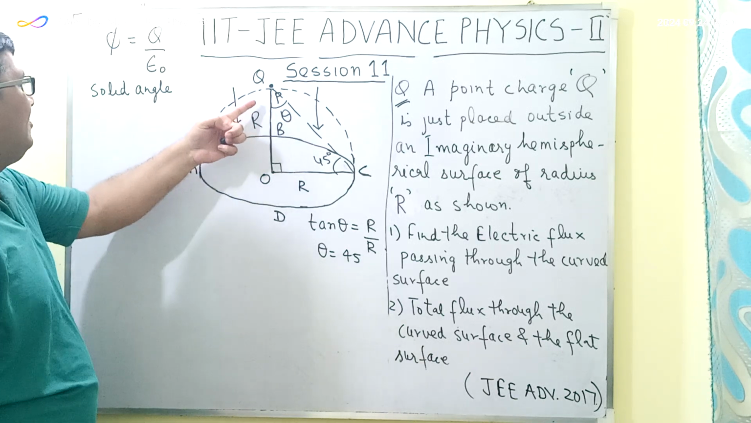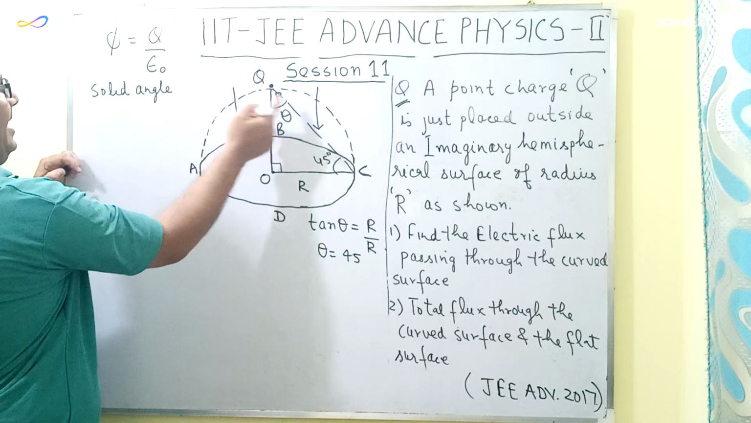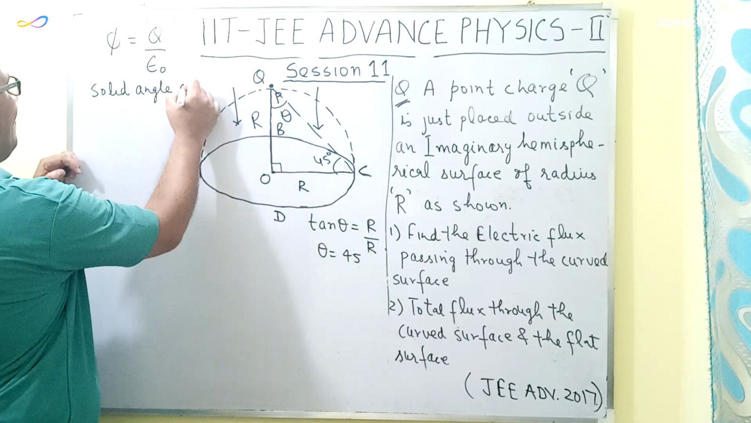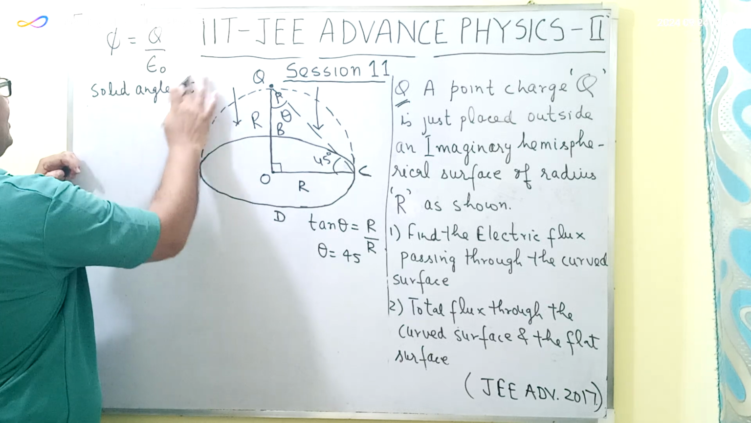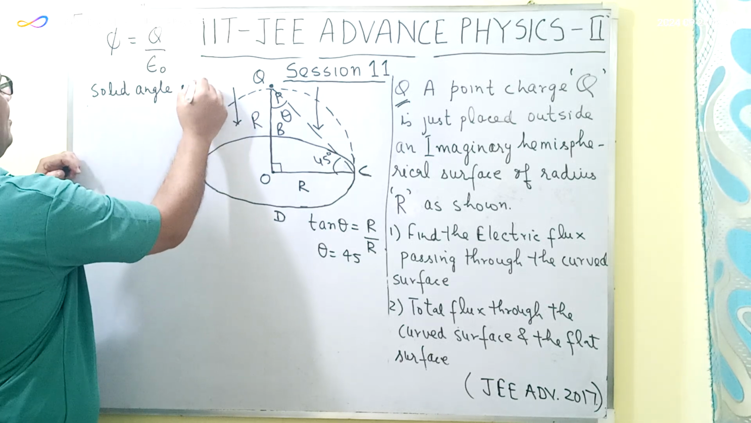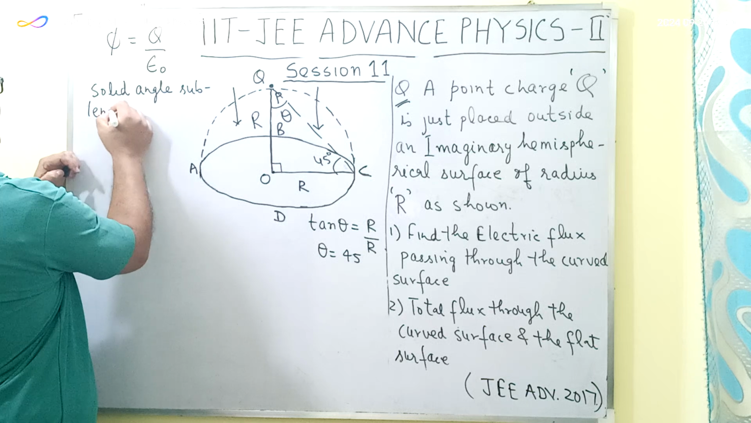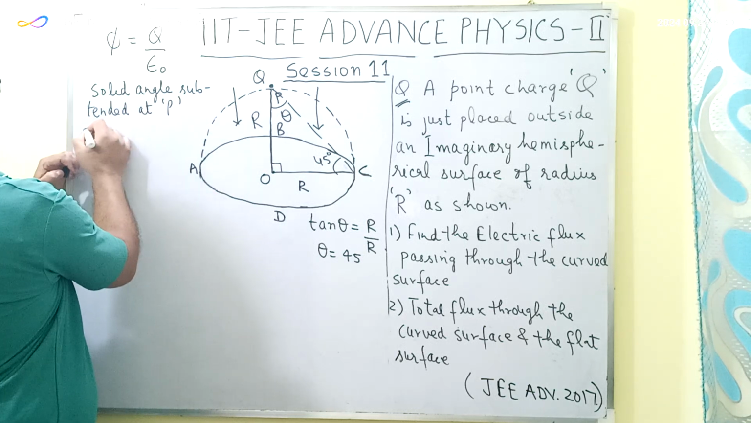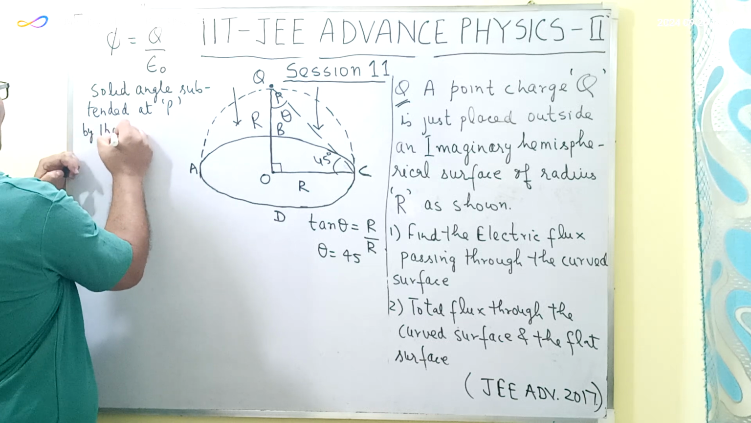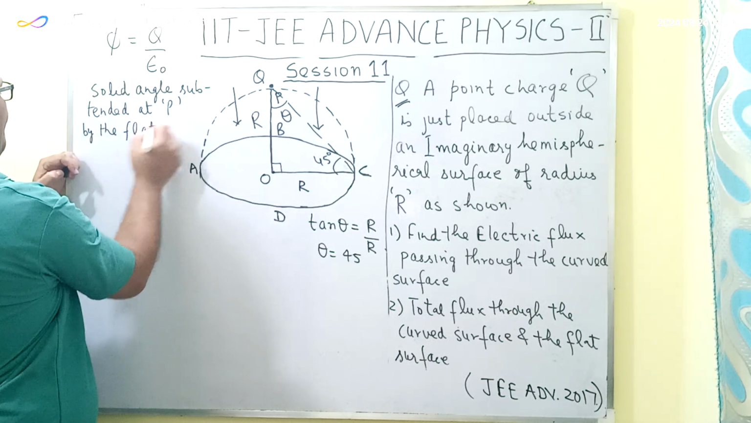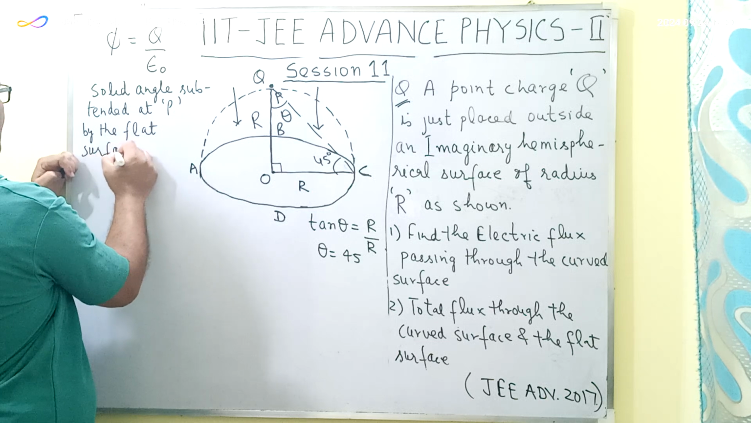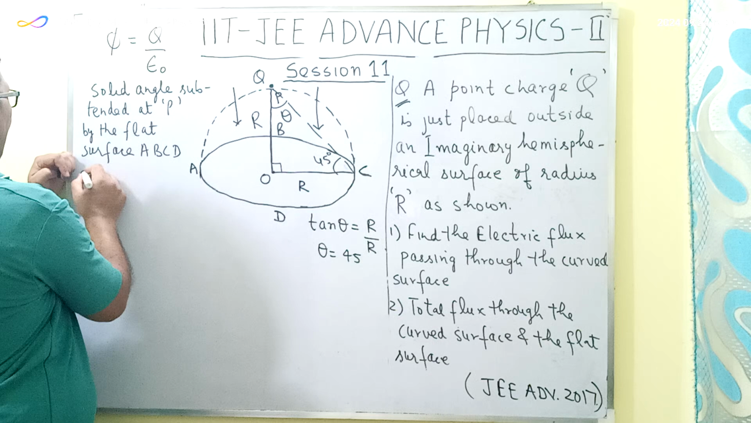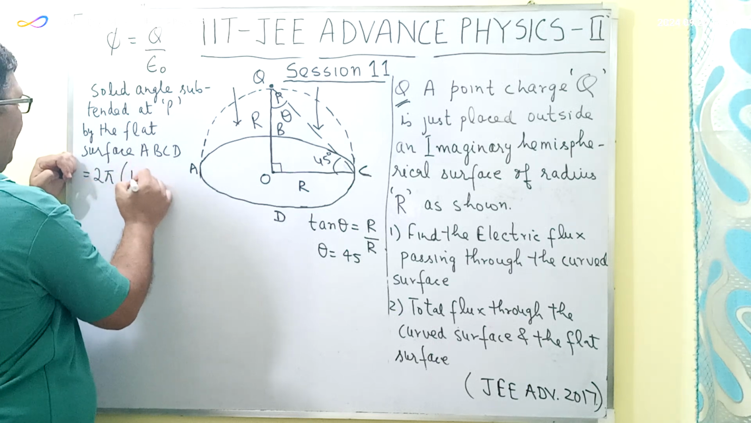which is subtended at this point P by this flat surface ABCD, the solid angle subtended at the point P by the flat surface ABCD will be equal to 2 pi (1 minus cos theta).